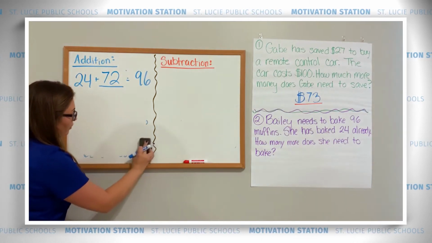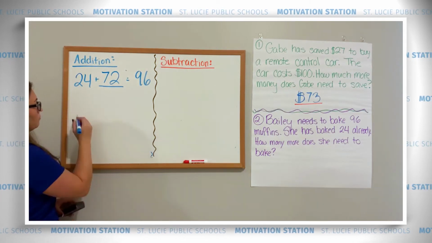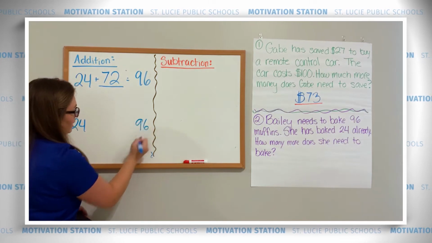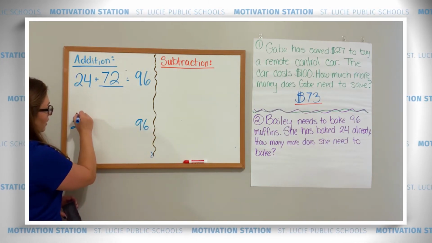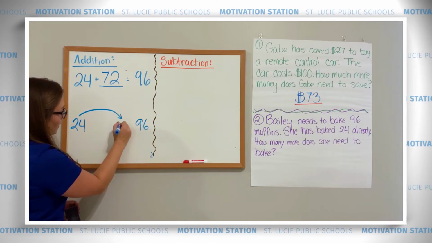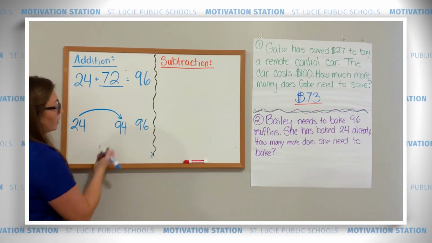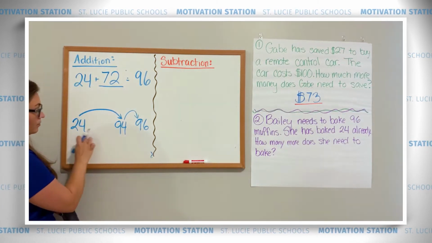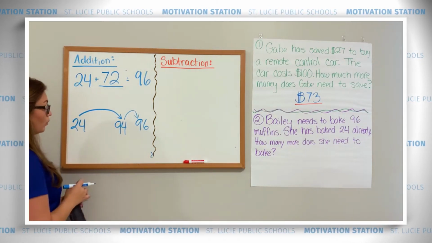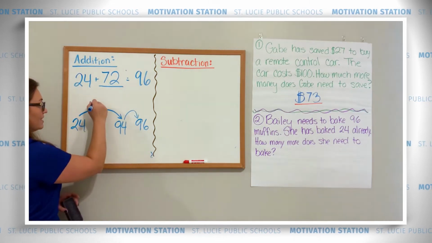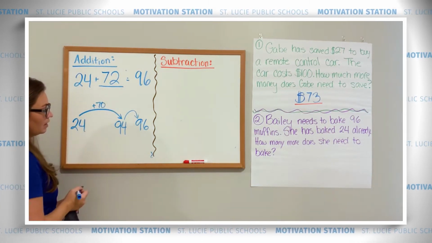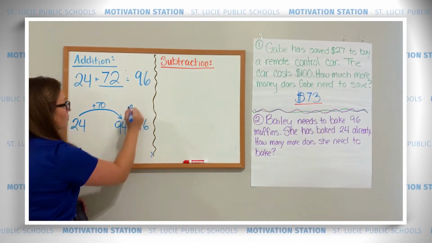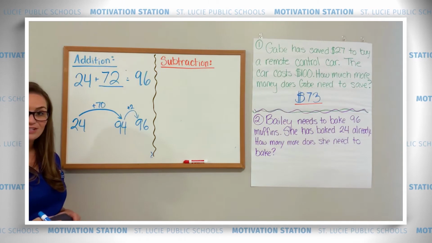I could have shown this in another way too. If I didn't want to make 3 jumps, I could have done 2 jumps. I could do 24 to 96. And I could have made a big jump all the way to 94. And then a little jump from 94 to 96. 24 to 94 would be plus 70. 94 to 96 would be plus 2. And look, there is our 72.